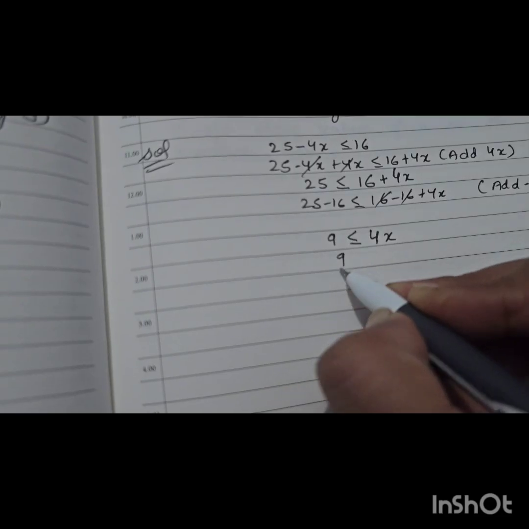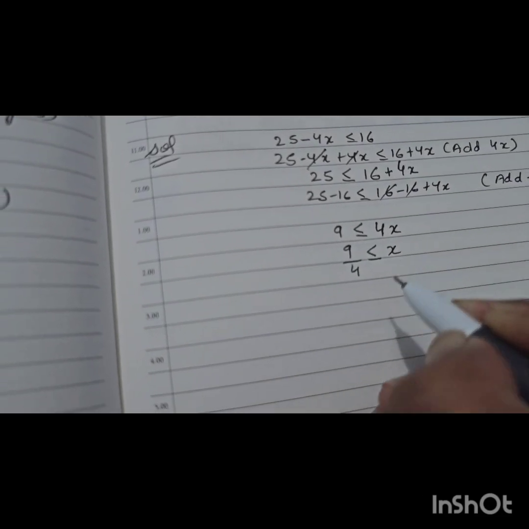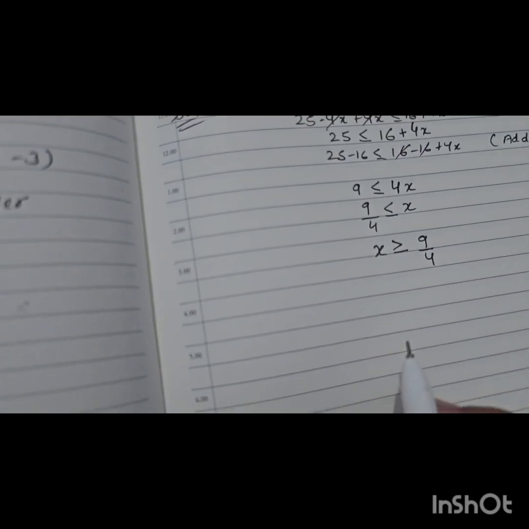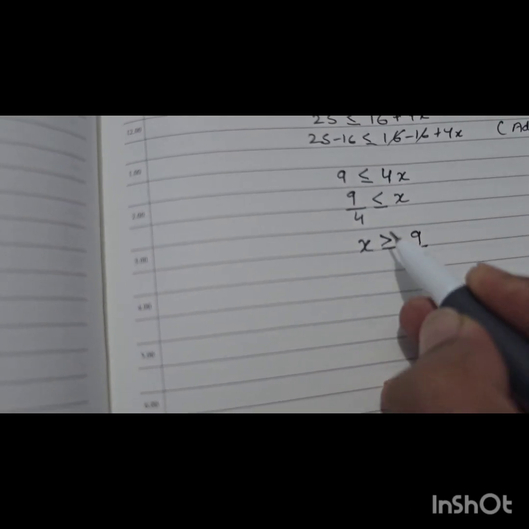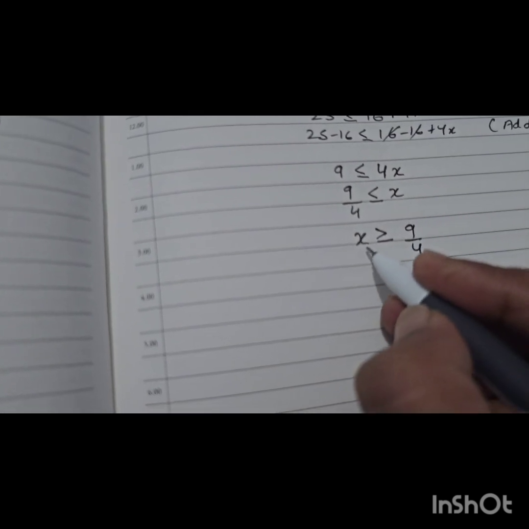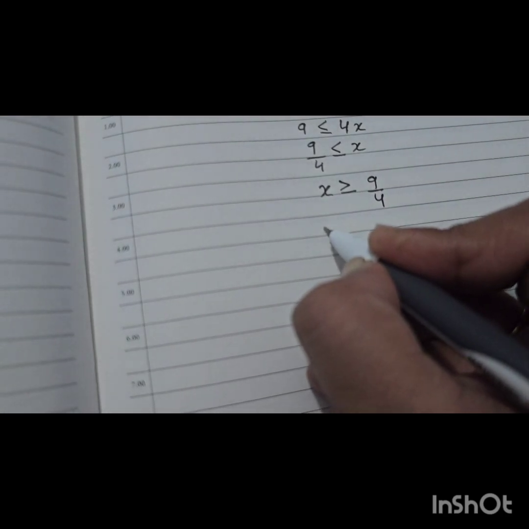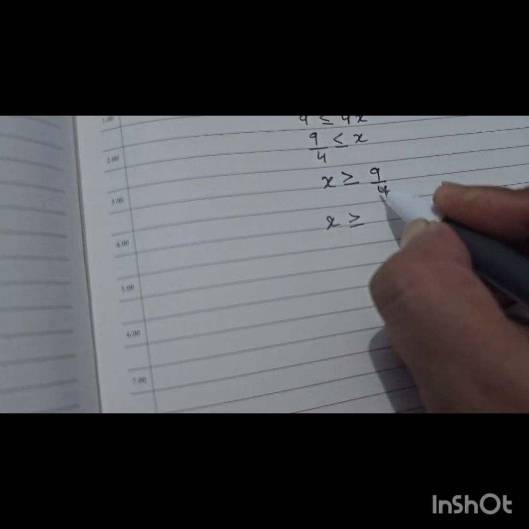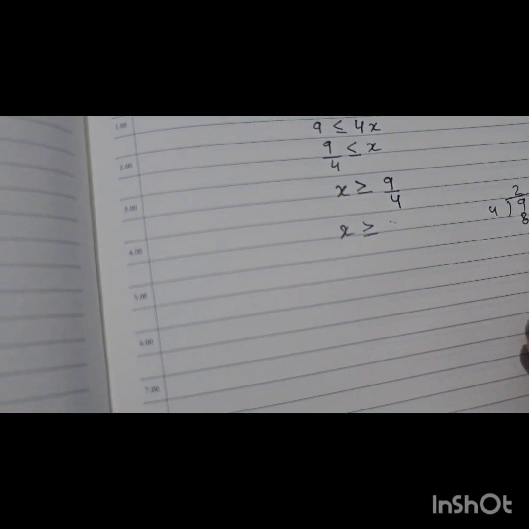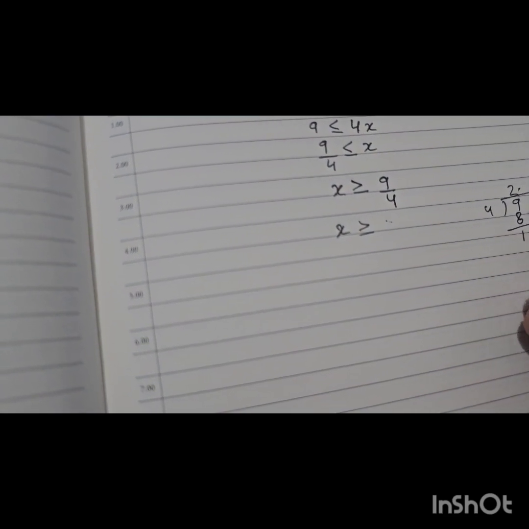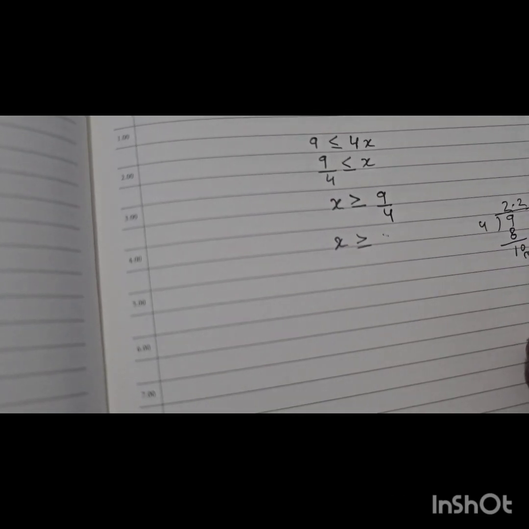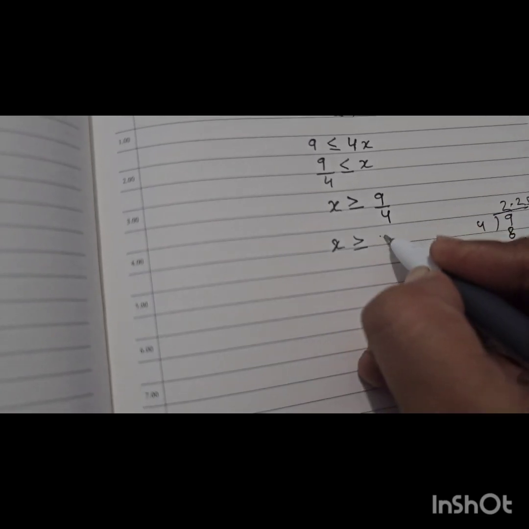Now here we can write 9 by 4 less than equal to x. We can write this x greater than equals to 9 by 4. Meaning will not get changed because opening side is on x side only. So x is greater than equal to 9 by 4, or we can write in decimal form also. It will be what? You can do rough work also. 2.25.